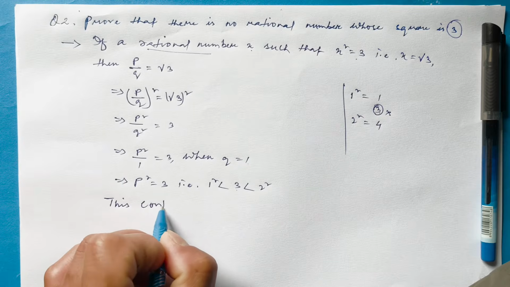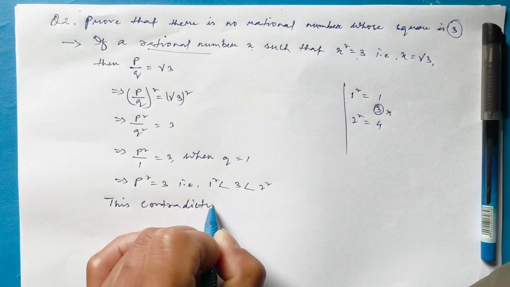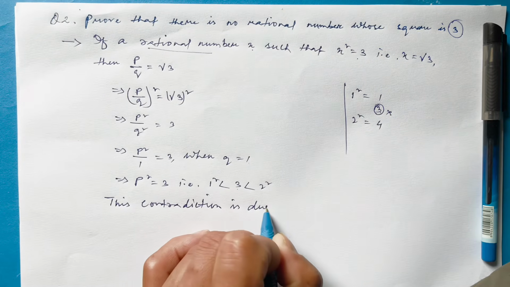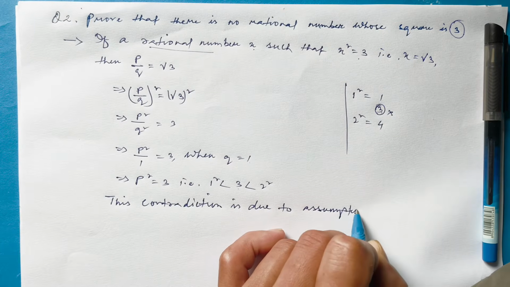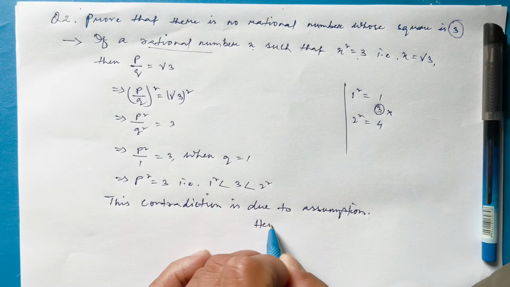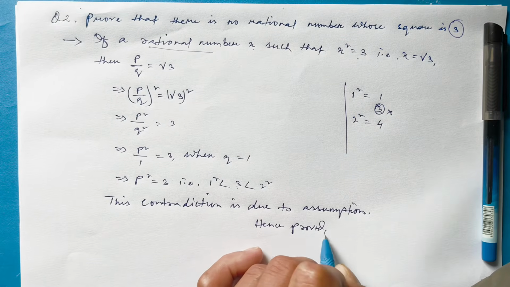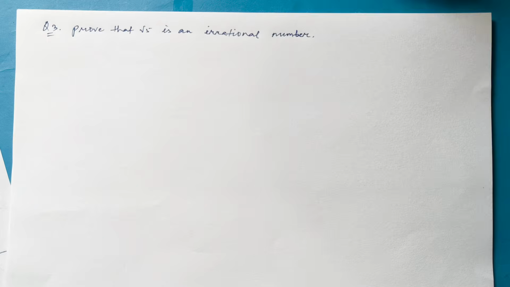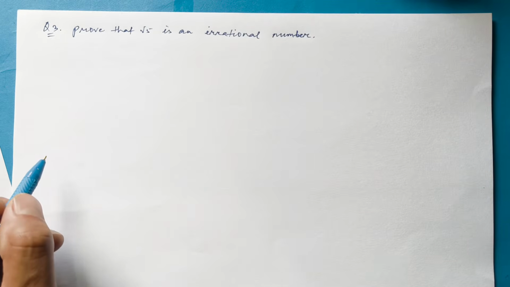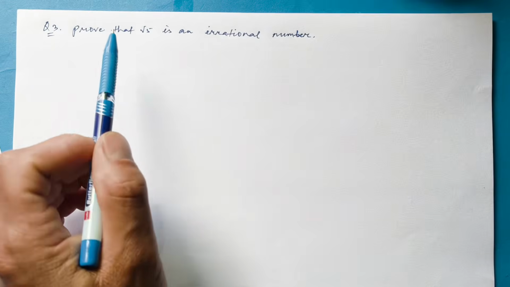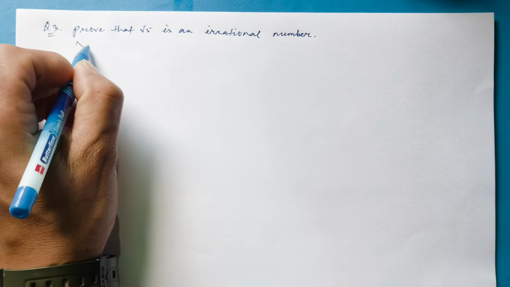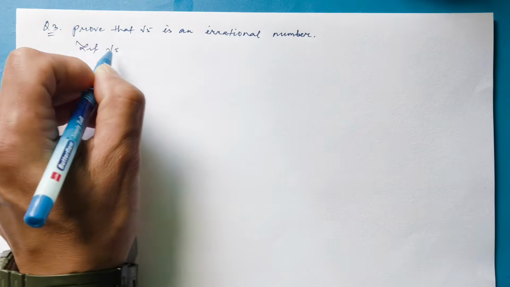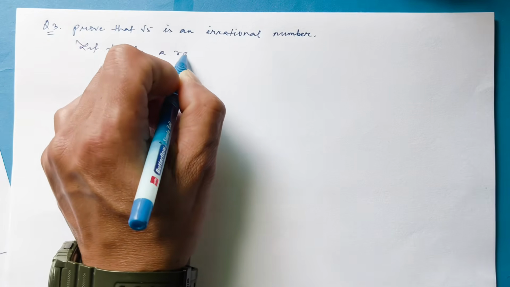This contradiction is due to our assumption. Hence proved. I think you'll understand. Let us see question number 3. Prove that root 5 is an irrational number. Let us take root 5 is rational. Let root 5 be a rational number.